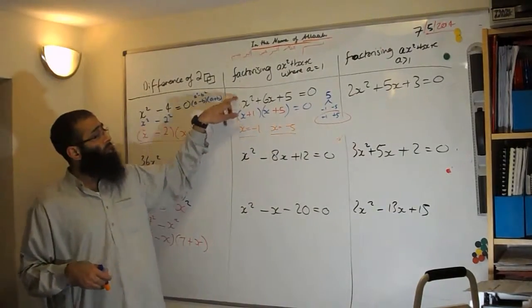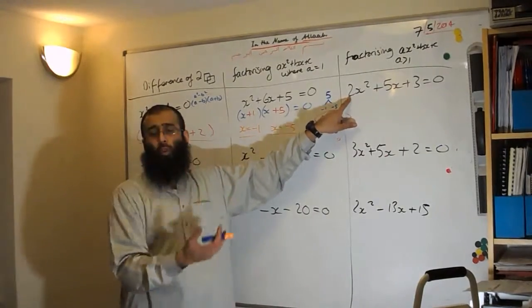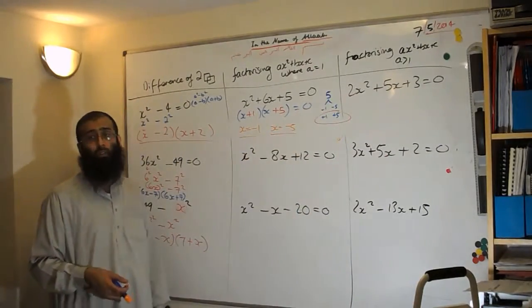Where a is equal to 1, the order is very important when you have a is equal to more than 1, like 2 and 3 and 5 and so on.